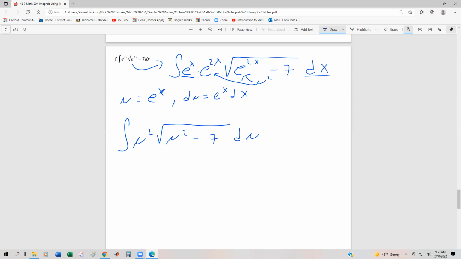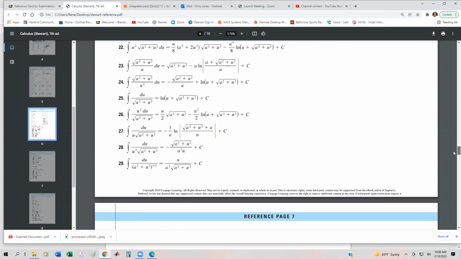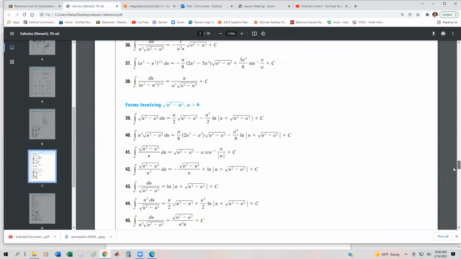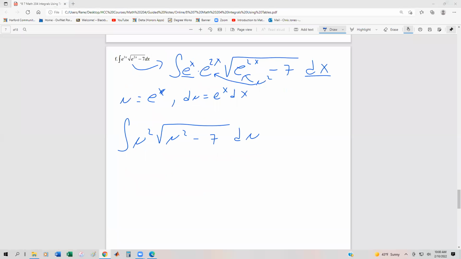And now we're going to go to the table, and hopefully there's a u squared minus a squared form. So we're going to go down to a form of u squared minus a squared. We have a squared minus u squared, which is close. So we have u squared minus a squared. And check this out, number 40 is perfect. It gives us precisely what we want. Even though it's a little bit ugly, we could still get to the right answer with this. So we're going to use entry number 40.